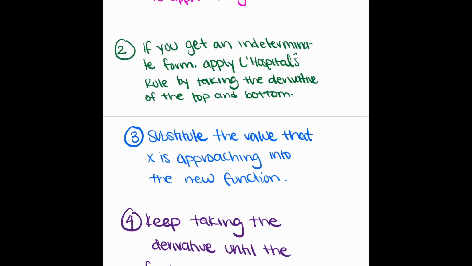Then you can evaluate the limit with the function that you just generated from taking the derivative. Whatever you get is the limit as long as it's not an indeterminate. If you still get an indeterminate, then you have to continue taking the derivative of every derived function until the answer does not result in an indeterminate.